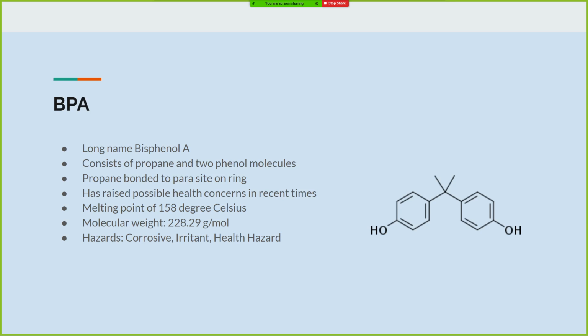Propane bonded to the para side on the ring has raised the possibility of health concern in recent times. The melting point is 158 degrees Celsius, the molecular weight is 228.29 grams per mole. The hazard: it is a corrosive, irritant, and it has a health hazard.